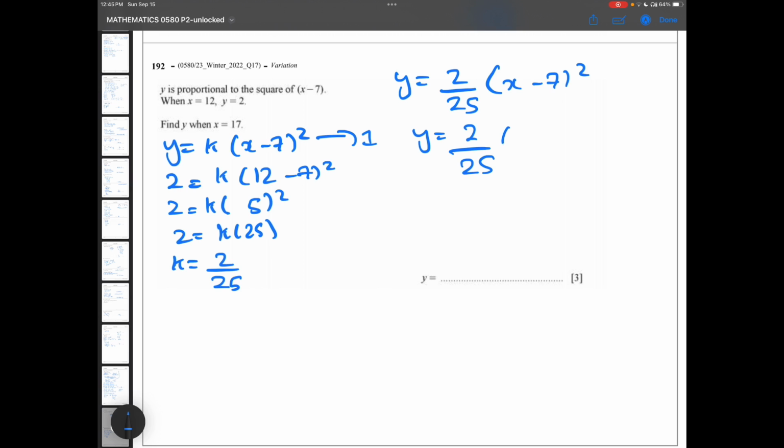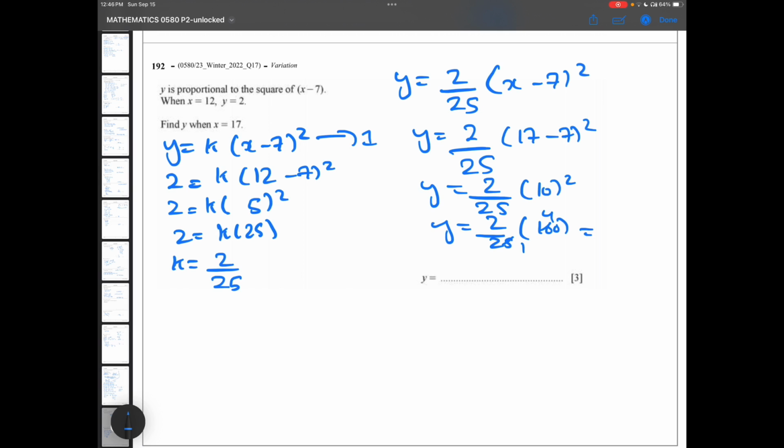We have been given the value of x now, that is 17, and we need the value for y. So 17 minus 7. In place of x I wrote 17. So y is equal to 2 upon 25 into 17 minus 7, which is 10 square. y is equal to 2 upon 25 into 100. 100 upon 25, they get cancelled with each other, and we get 4. 2 into 4 is 8. So y is equal to 8.